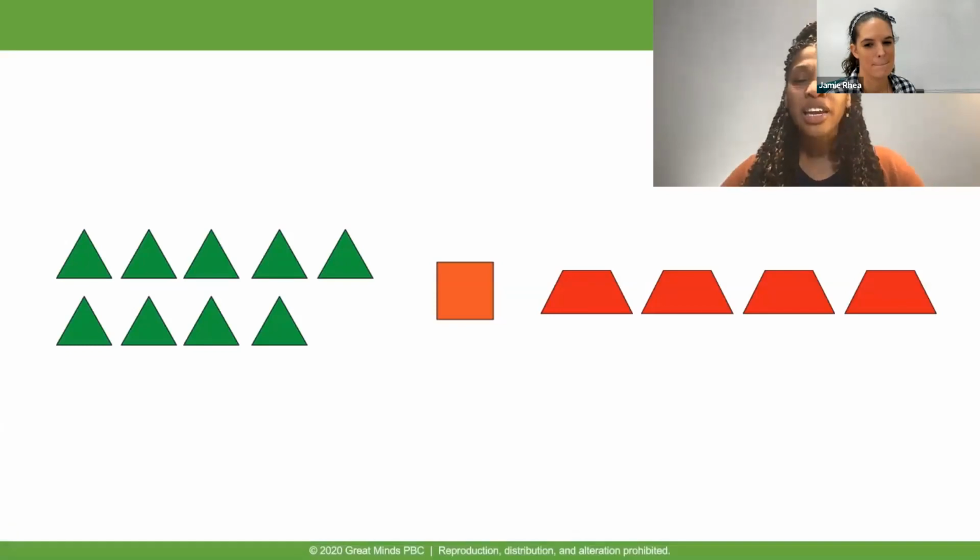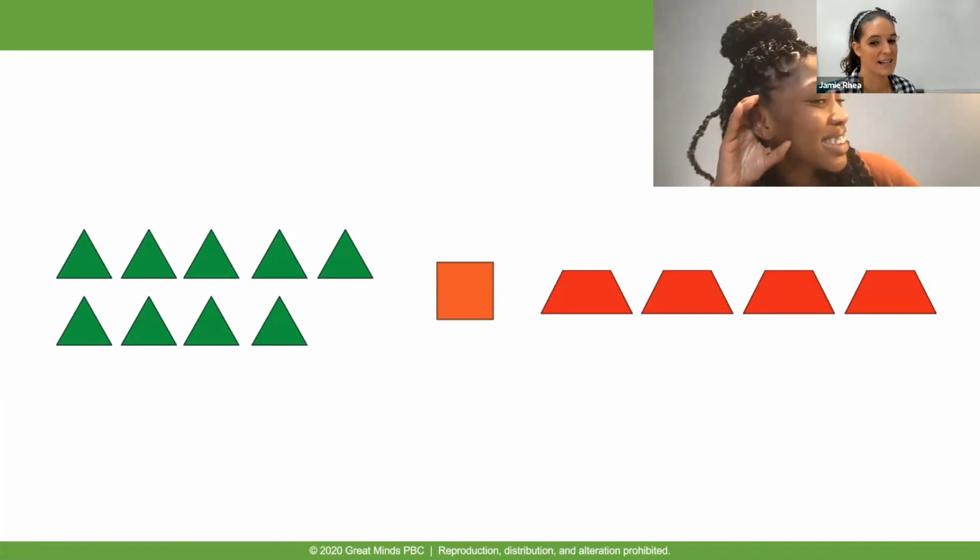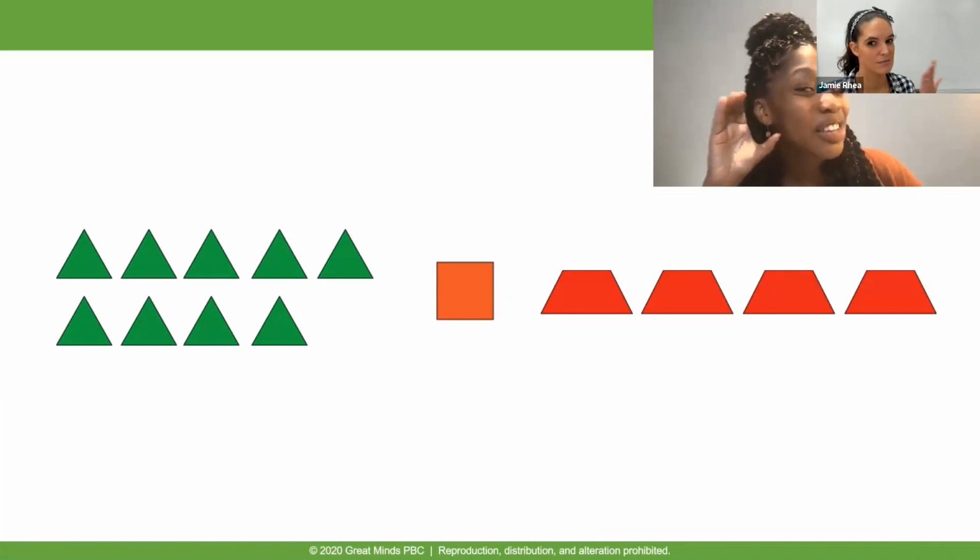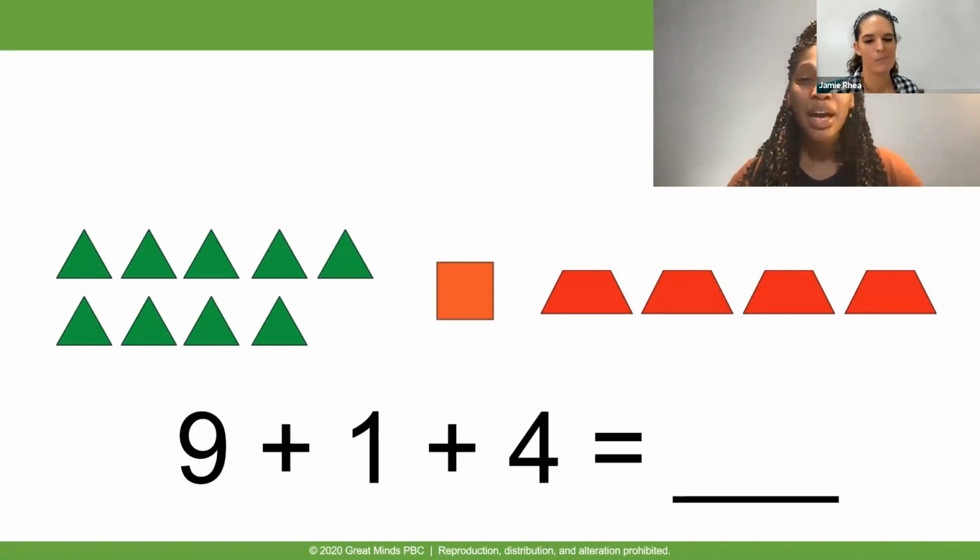What would a number sentence be to show how many we have all together? Think in your head. Go ahead and tell me. 9 plus 1 plus 4 equals. You got it. 9 plus 1 plus 4 equals something.